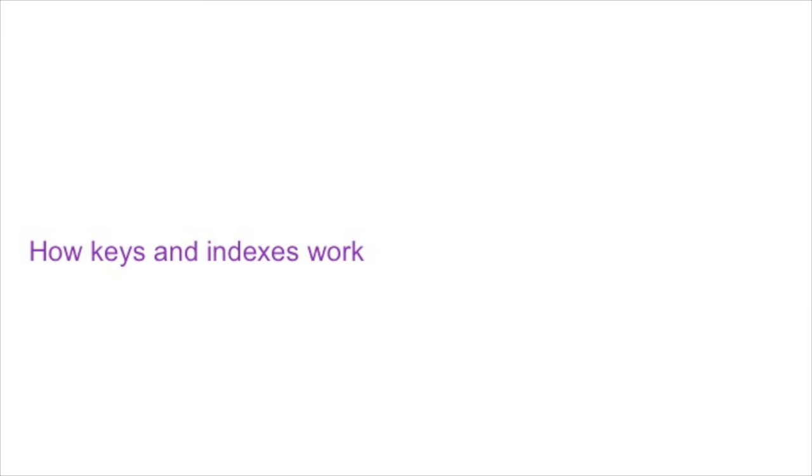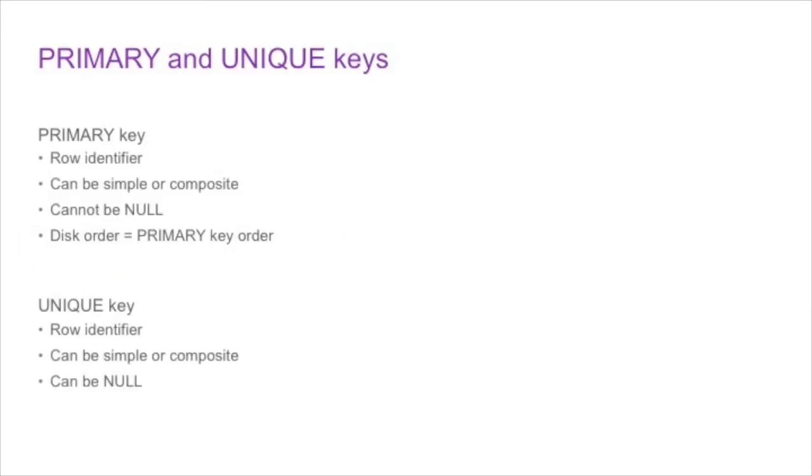So how do keys and indexes work? So primary and unique keys. What is a primary key? It's a row identifier. It can be simple or composite. It cannot be null. You cannot have a null primary key. The disk order is the primary key order for InnoDB. That's useful if you're scanning a lot of things, right? You get this automatic sorting. If you're using spinning disks, it's next in place.